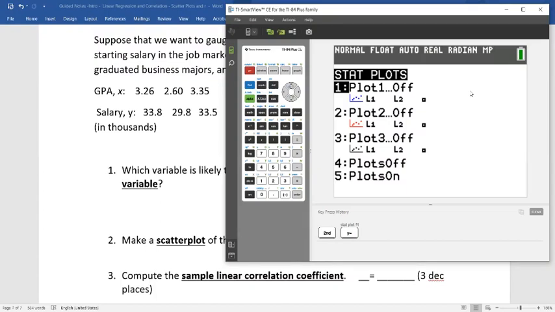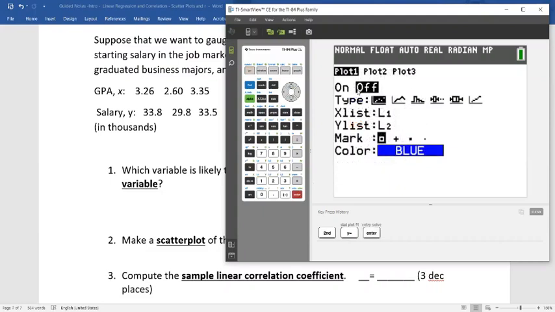You will need to turn the plots on. So what I will do, I'll simply hit enter here, and I want to make sure that my blink is on. That means this is highlighted. I will turn it on, and look at how many types we have. The first one is the scatter plot. So use arrows to scroll down, pick that one, hit enter, then make sure you have your X values in list 1 and Y values in list 2. And let's see what happens if I hit graph. So graph will be this last option right here on the top.